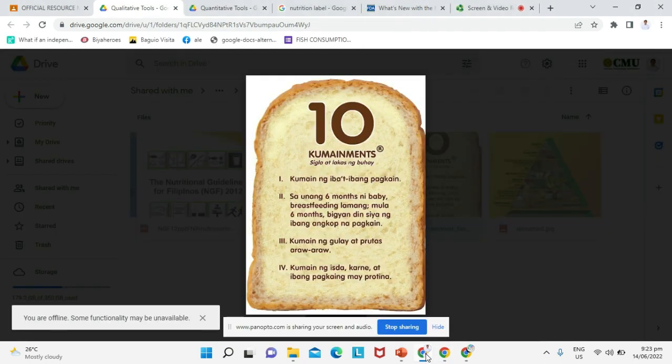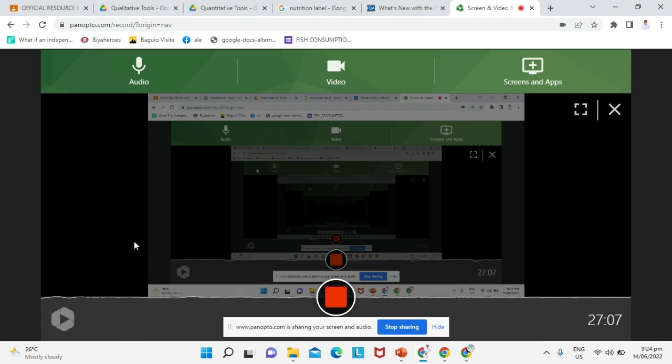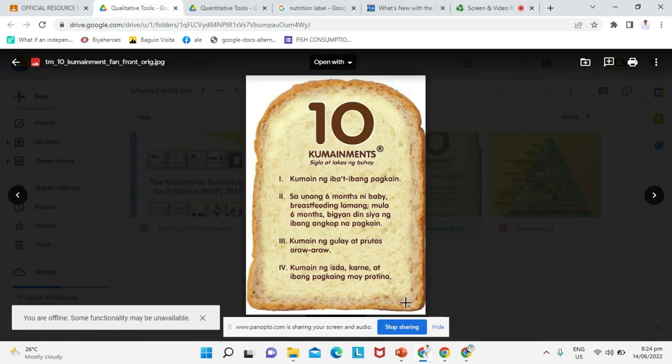Nawala gyud akong internet. I hope okay ra ang wala ra nawala ang video recording. But anyway, sige. Ni-load na to ang 10 commandments.